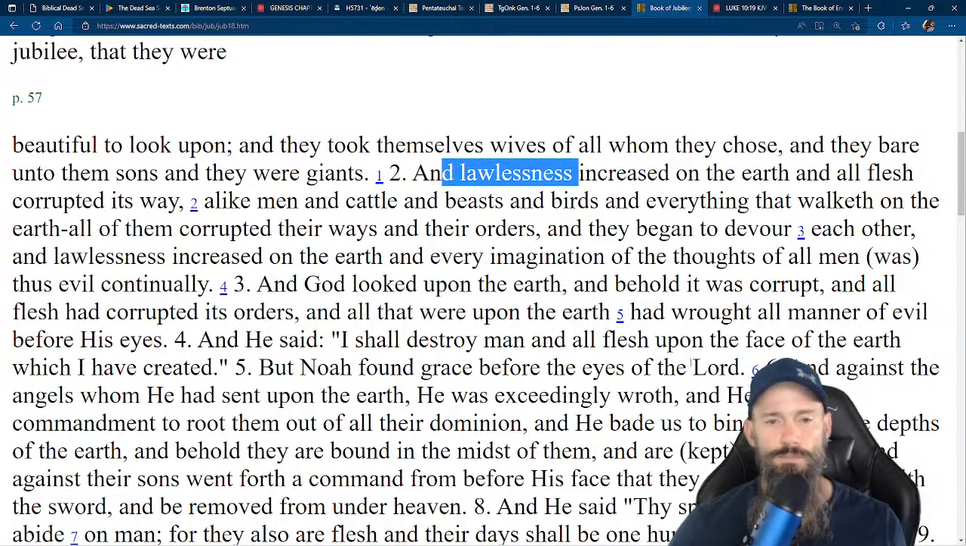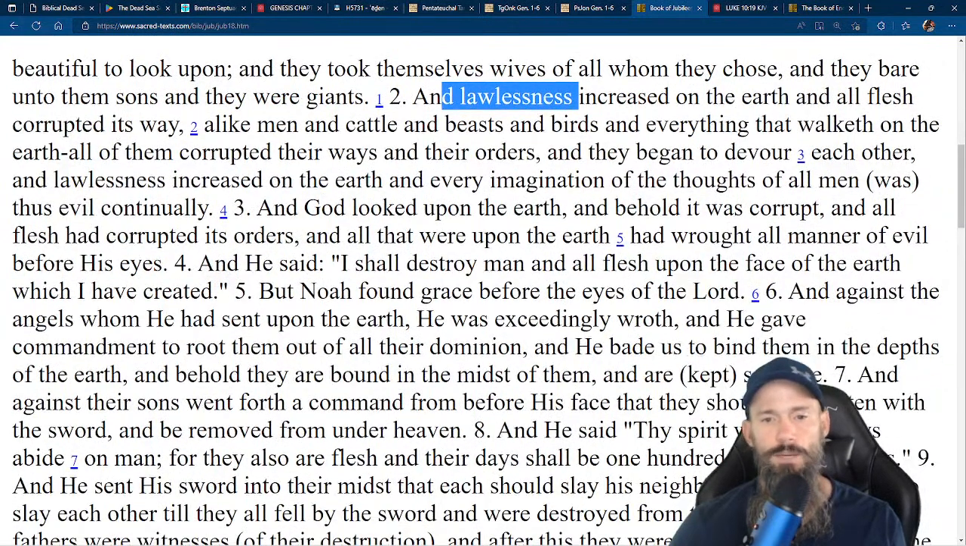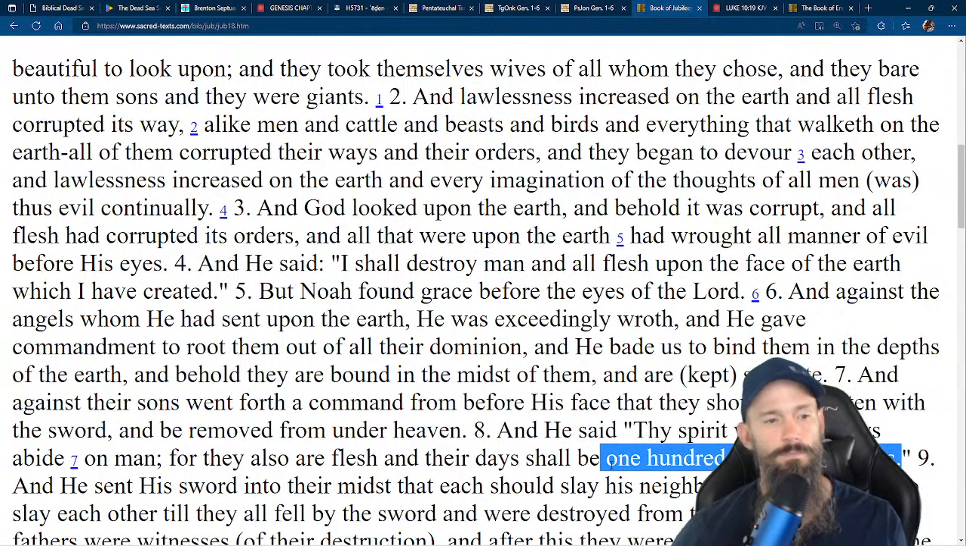But Noah found grace before the eyes of Yahuwah, and against the angels whom he had sent upon the earth he was exceeding wroth, and he gave commandment to root them out of all their dominion, and he bade us to bind them in the depths of the earth, and behold, they are bound in the midst of them, and are kept separate. And against their sons went forth a command from before his face, that they should be smitten with the sword, and be removed from under heaven. And he said, Thy spirit will not always abide on man, for they also are flesh, and their days shall be 120 years. So same here.